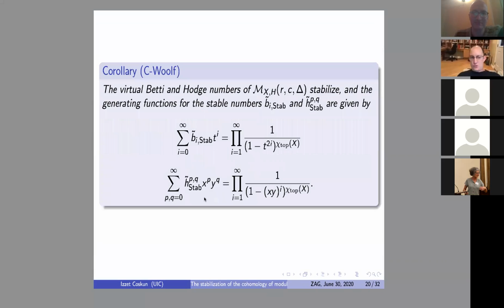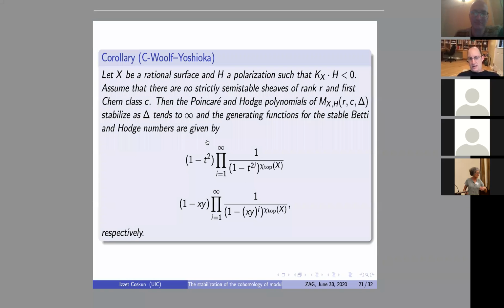You see that it's not quite the same formula if you're asking why this 1 minus T squared is coming in. That's because of the moduli space, you know. Yeah, I mean, that's the effect of the C-star.